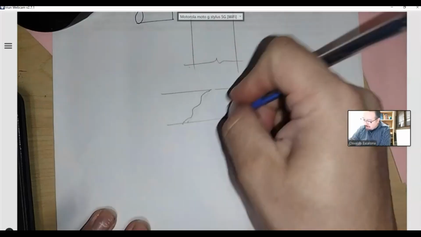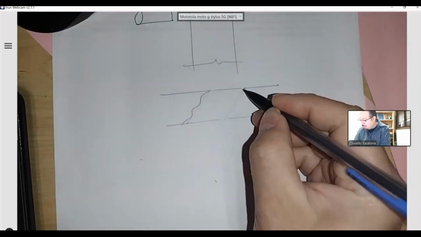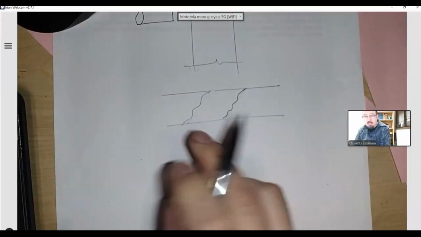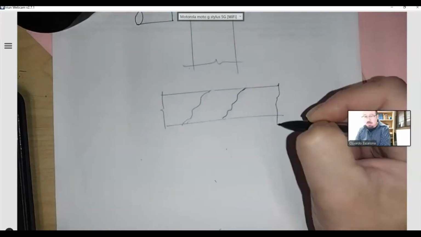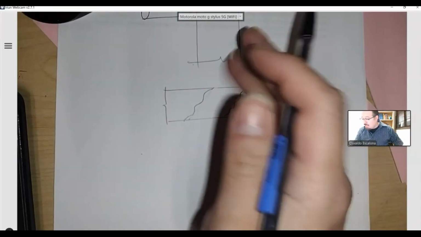Actually, no, let's make both of them crooked. Both of them crooked. This is representing the hole, by the way. You guys don't see it. It's the hole. It is crooked. In terms of the size, it's still under control.